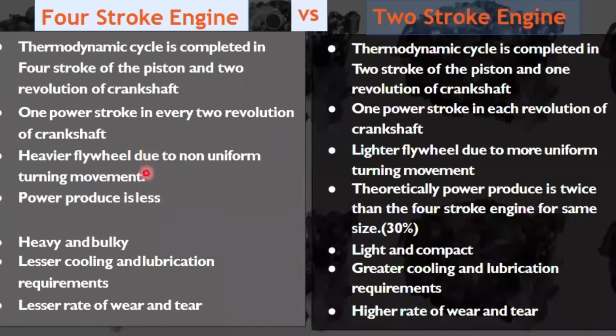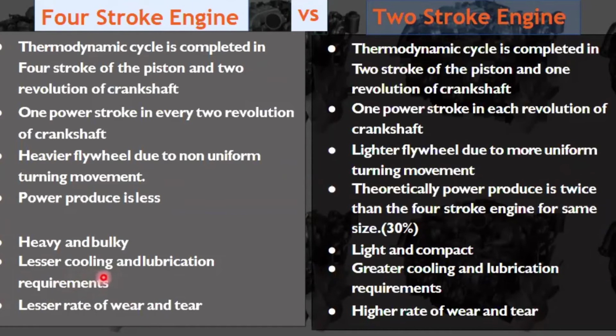And coming to the four stroke engine, it is heavy and bulky, and here it is light and compact. Why is it heavy and bulky? Because we need to provide a mechanism to operate the opening and closing of the inlet and exhaust valves. That's why it is going to be heavy and bulky. Here there is no such arrangement for the valves to open and close. There will be simple ports which will decide their opening and closing by the travel of the piston. So that's why it is going to have a light and compact design.